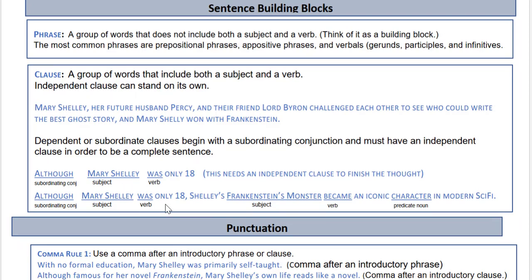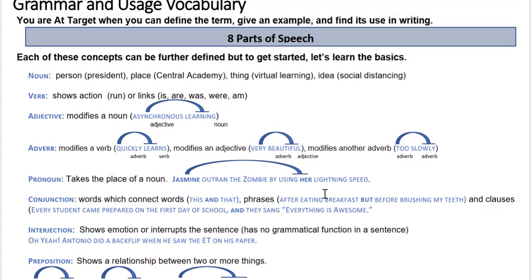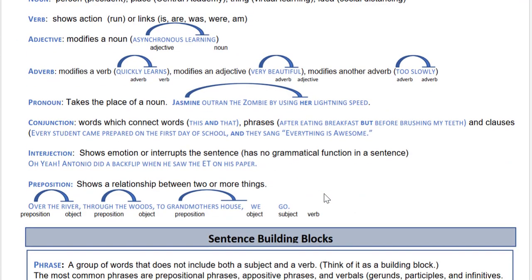And so again, don't worry about this because we're going to do some bell ringers to really hone in on these different skills, but we're going to make sure that we know what are the 8 parts of speech and what are examples of them, and then can we find those in a sentence.